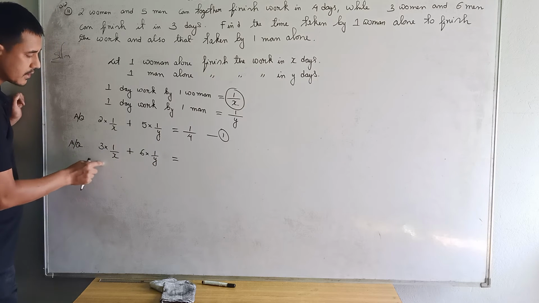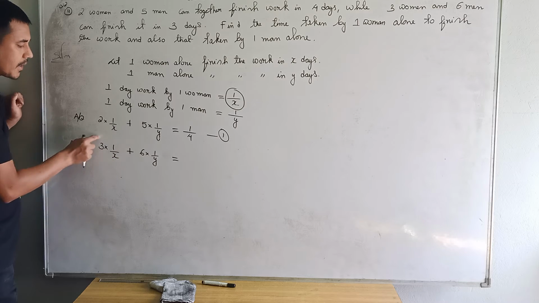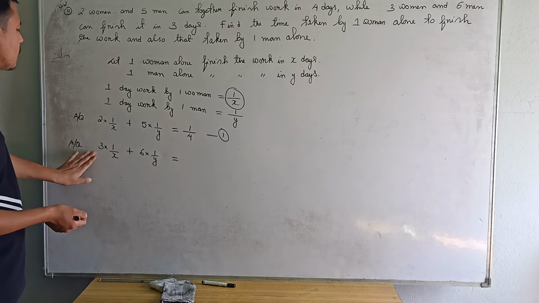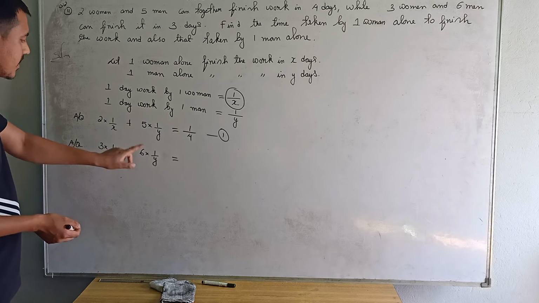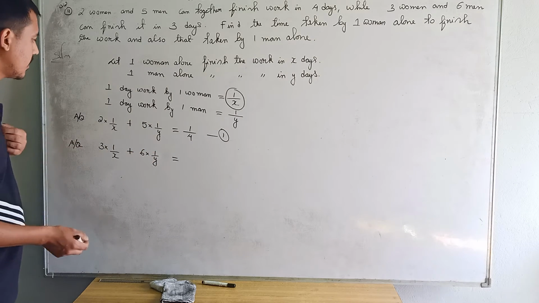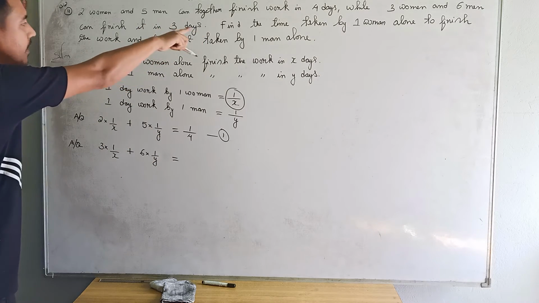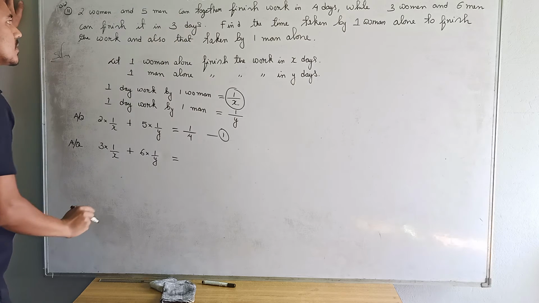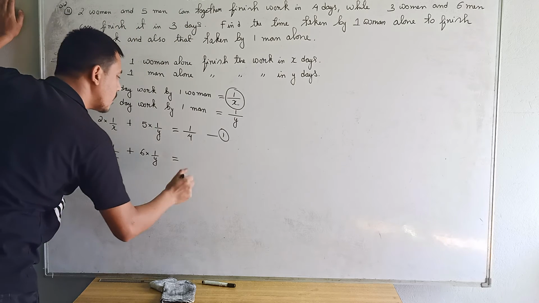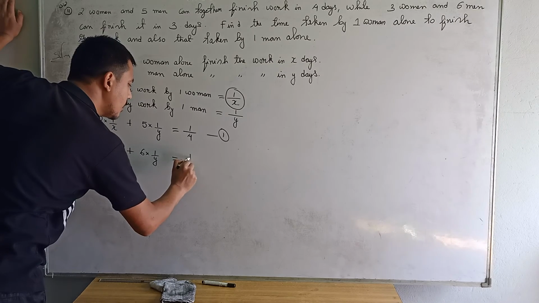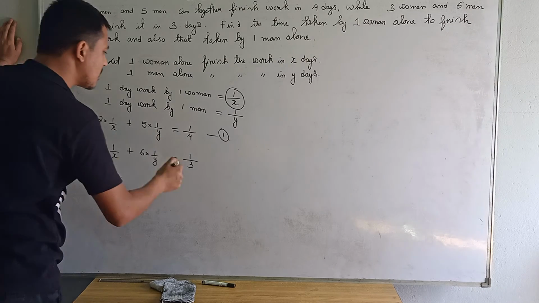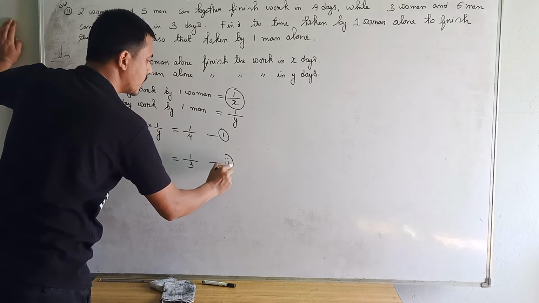And this is the work done by 6 men in 1 day. Then together they can finish it in 3 days. So together in 1 day they will be able to complete only 1 part out of the 3 days' work. Is it okay? This is how you have to understand. There is no other way.